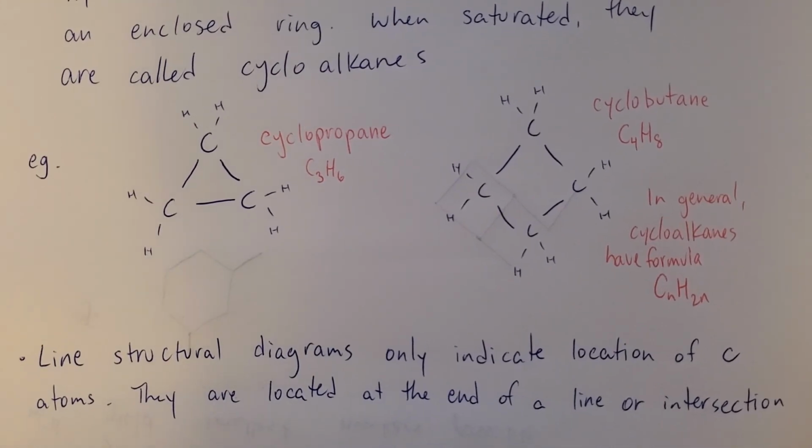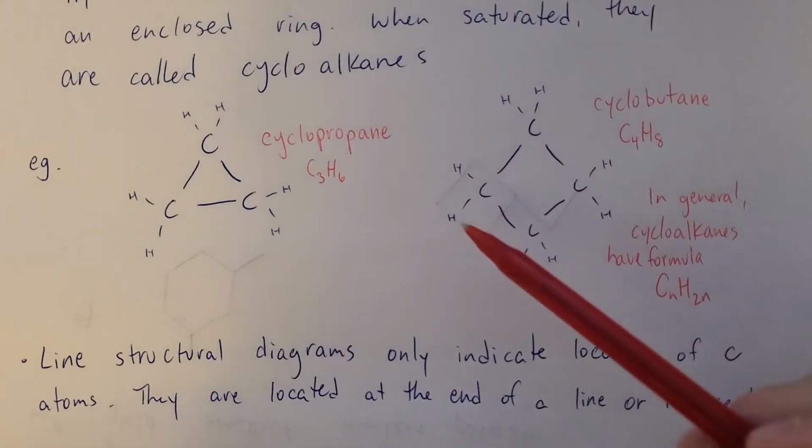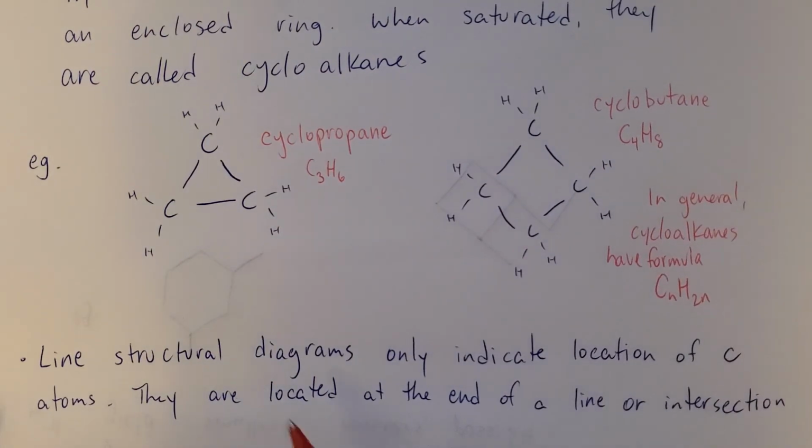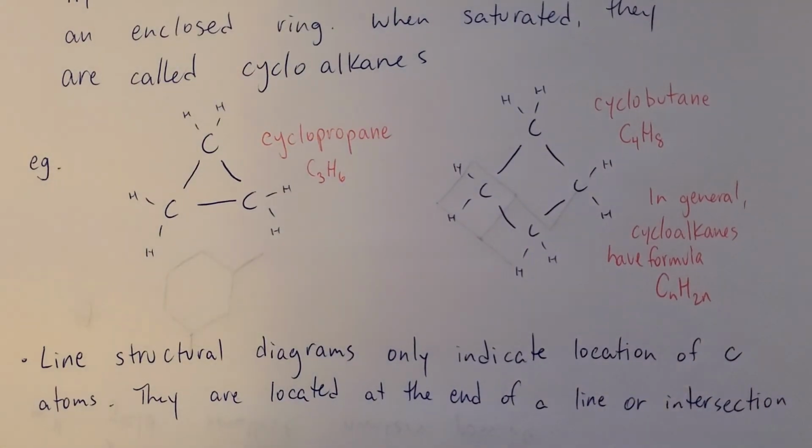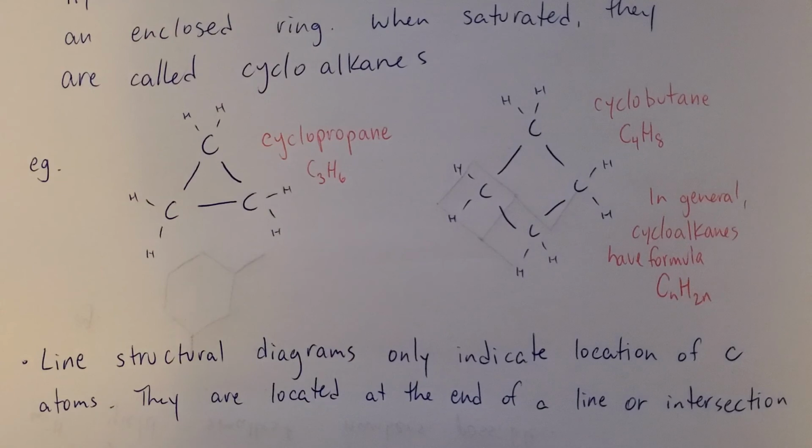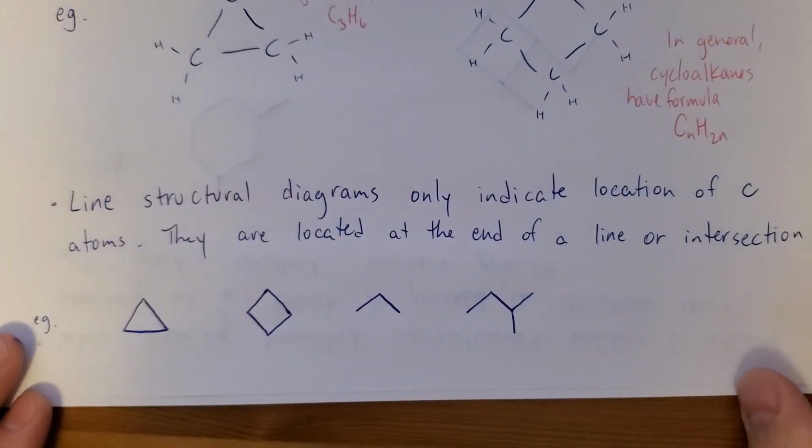Now let me tell you about line structural diagrams because they look cool, you're going to feel really smart using them, and you don't have to write all these hydrogens. It drives me crazy. So they only indicate the location of carbon atoms, and the carbon atoms are located at the end of a line or an intersection. I've actually already drawn 4. 2 of them should look pretty familiar.